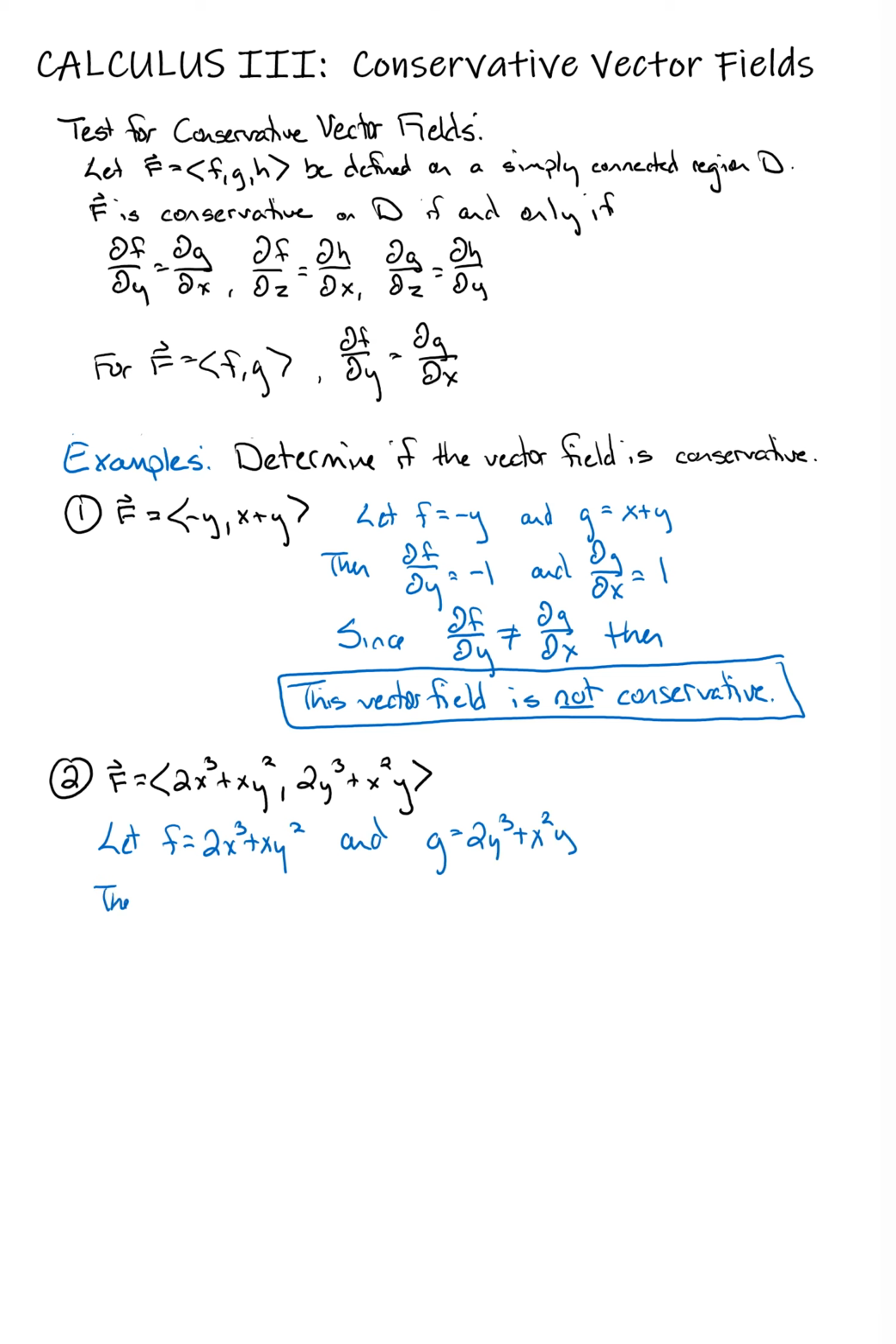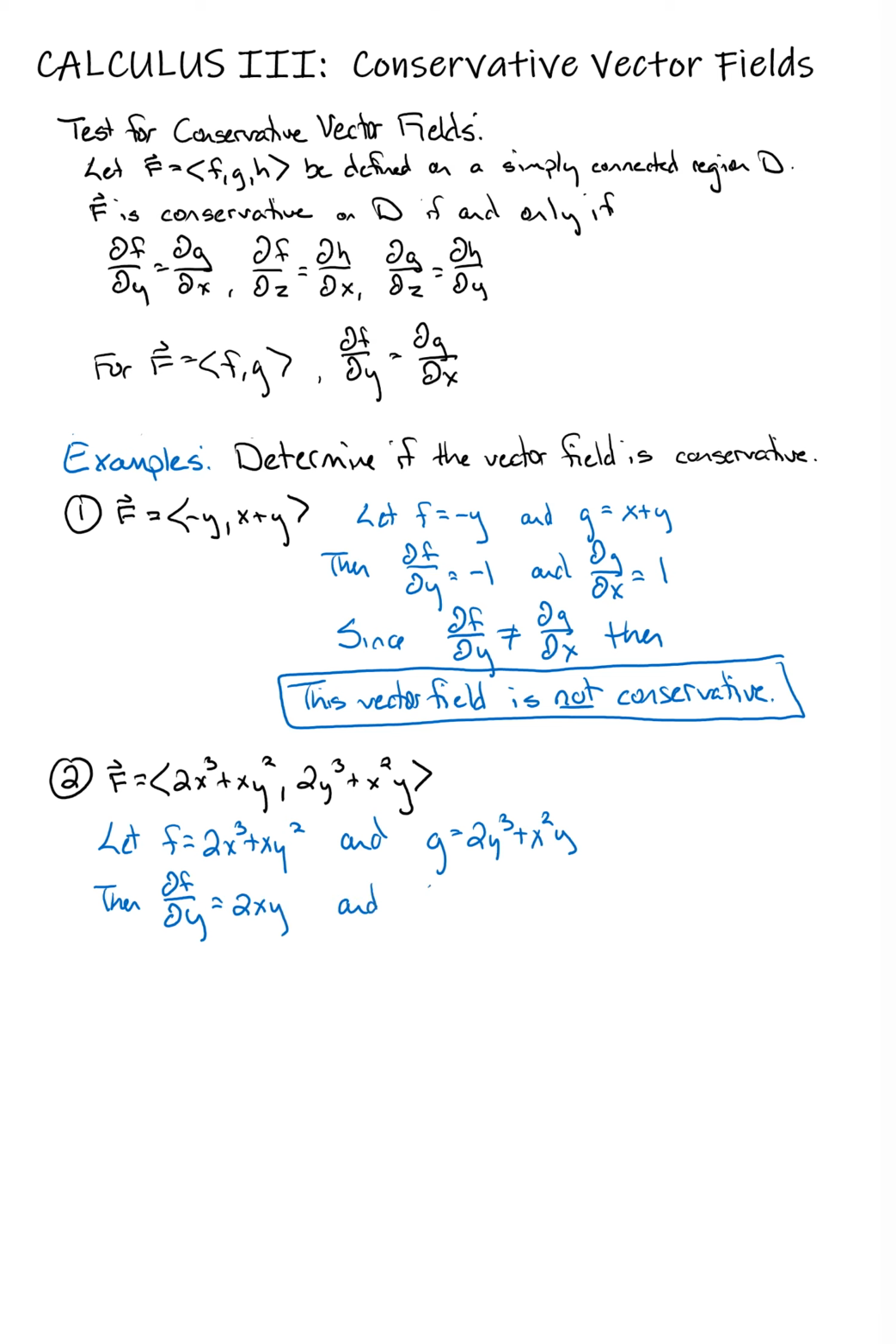And now we simply want to take the first partial of f with respect to y. Notice I'm just looking at the first partial with respect to y. That first term, 2x cubed, doesn't have a y in it, so that becomes 0 when I differentiate with respect to y. The second term, however, becomes 2xy.